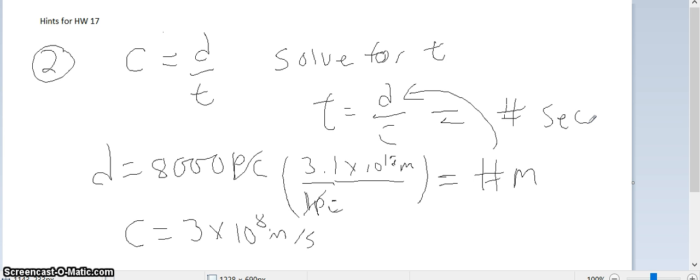Okay, so here I'm going to do that right here. You guys remember how to convert from seconds to years. I mean, it's a pretty easy process. So convert, that's supposed to be a C, convert to years.